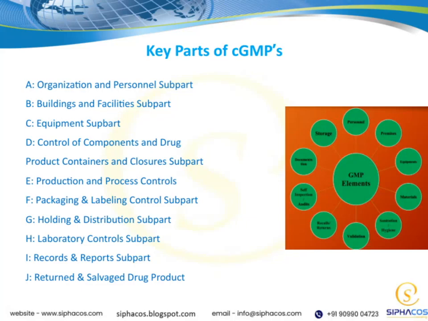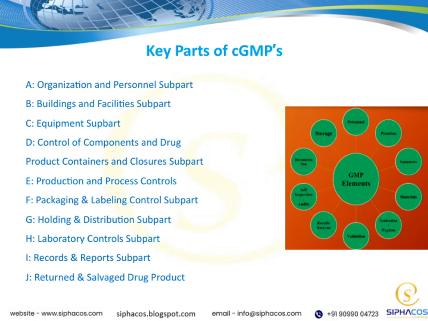Let's take a closer look at the key parts of cGMPs. Starting with the organization and personnel subpart, this emphasizes the importance of having qualified staff and clear organizational structures to ensure quality at every step. Next, the buildings and facilities subpart focuses on maintaining a clean, controlled environment to prevent contamination and ensure product integrity. Moving on, the equipment subpart highlights the need for properly designed, maintained, and calibrated equipment to produce consistent, high-quality products.